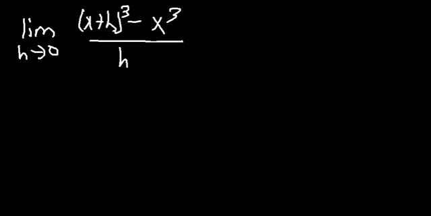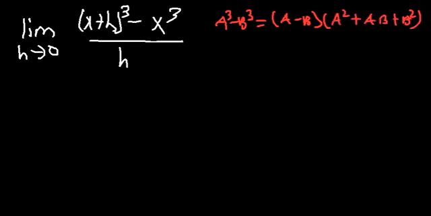Now we can FOIL x plus h 3 times. We can do x plus h times x plus h times x plus h. But personally, I think that's going to take a long time, and I think it's easier if you factor it using the difference of perfect cubes. The equation is this: a cubed minus b cubed is equal to a minus b times a squared plus ab plus b squared. So keep in mind, a is x plus h, b is x. So we're going to use the right side of this equation.